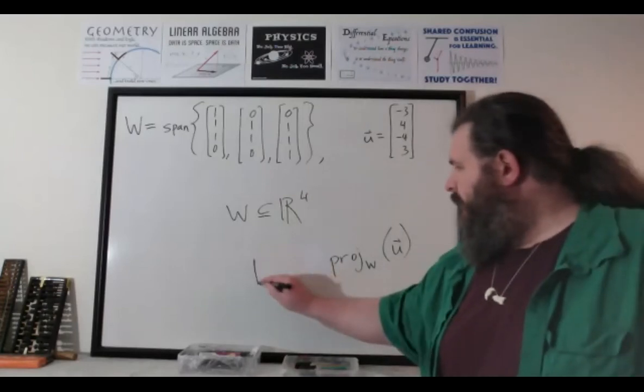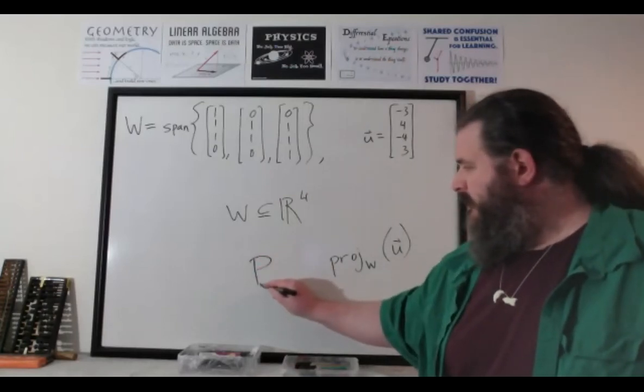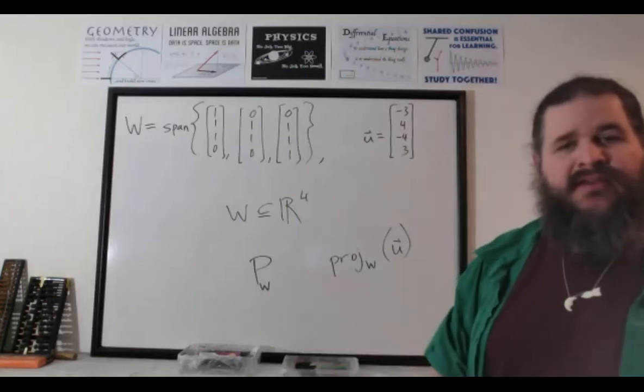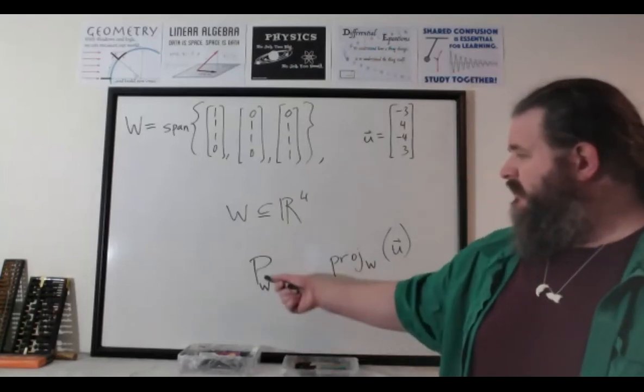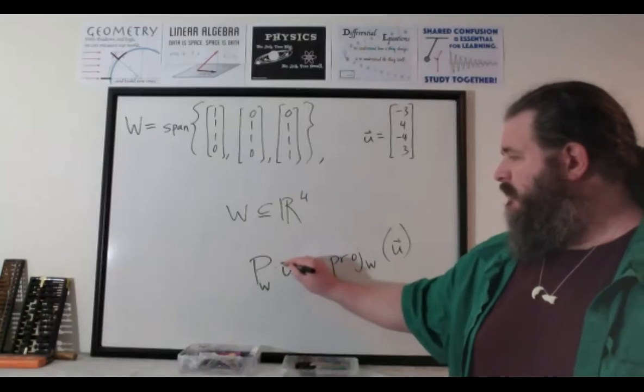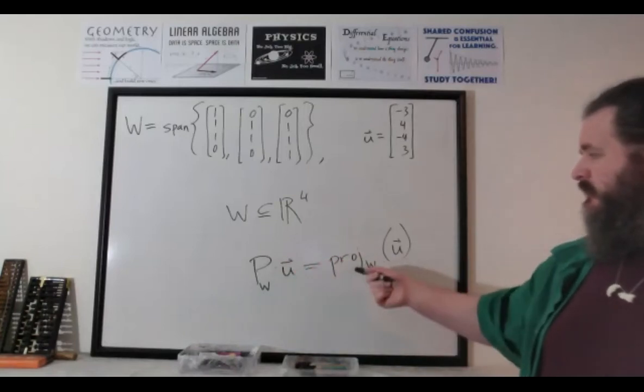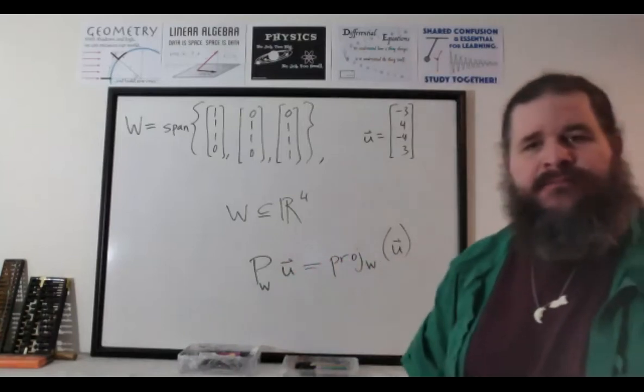If we can find a projection matrix, usually written as capital P sub W, or whatever the name of the subspace is, the idea is that's a matrix you can multiply by any vector you want to create the projection of that vector onto that subspace.